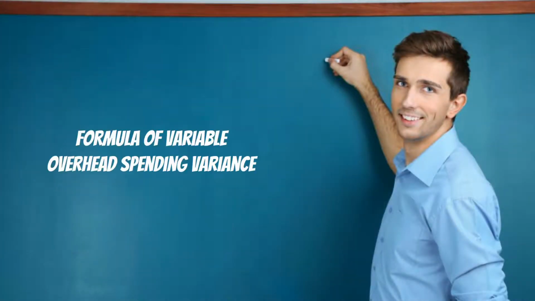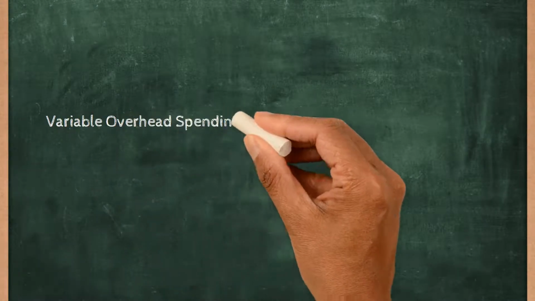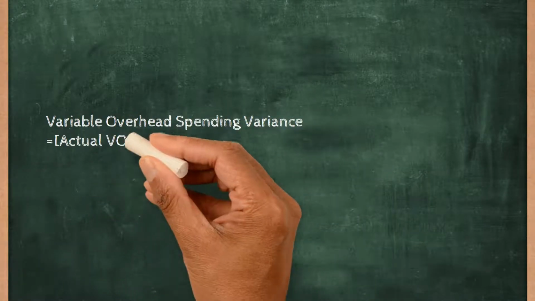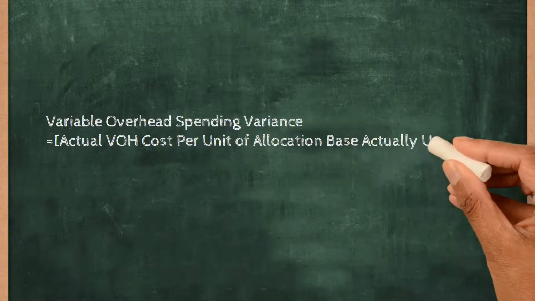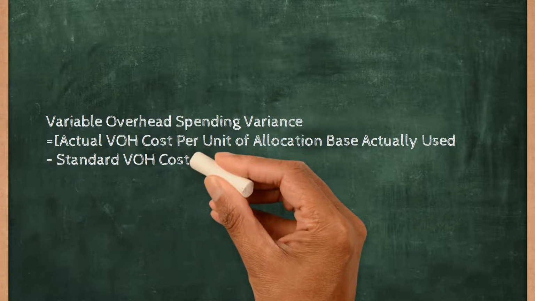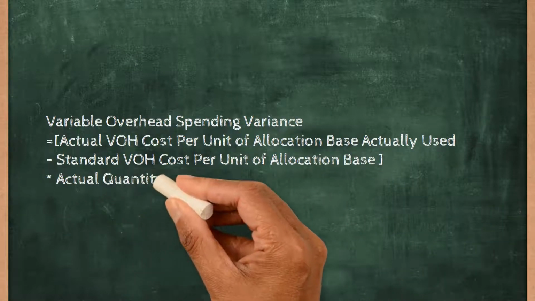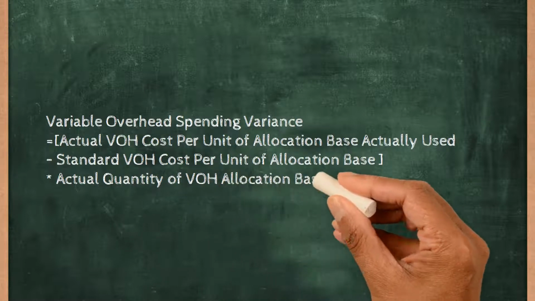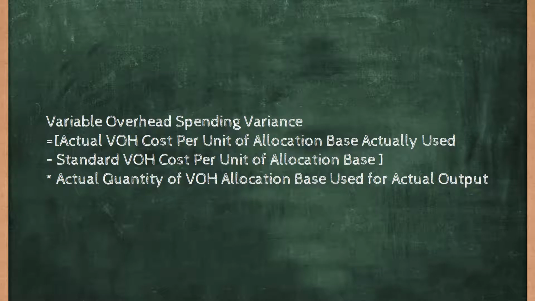Formula of Variable Overhead Spending Variance. The variable overhead spending variance is equal to the actual variable overhead cost per unit of allocation base actually used minus the standard variable overhead cost per unit of allocation base. The result is then multiplied by the actual quantity of variable overhead allocation base used for the actual output.